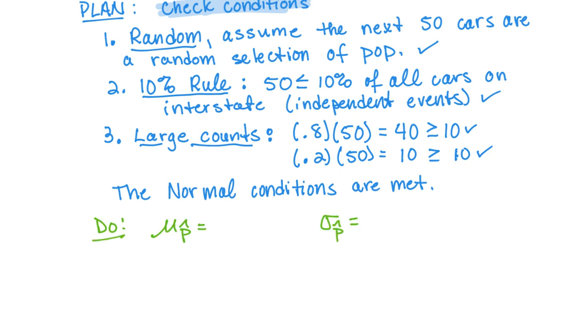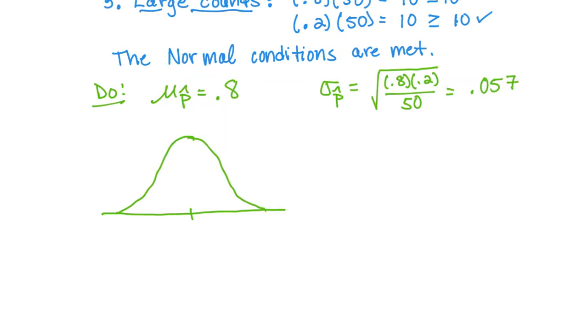We start the do step with stating our mean and our standard deviation of our sample. So we know the mean is the same as our population, that's 0.8. The standard deviation of the sample is the square root of 0.8 times 0.2 all over 50, which equals 0.057.